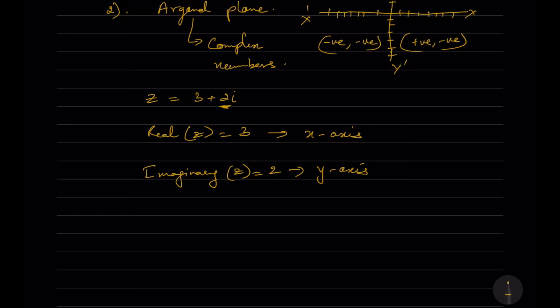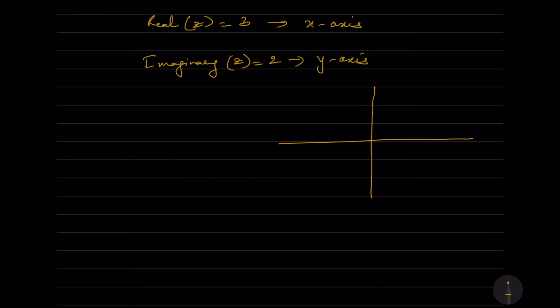So now how do we represent this? We'll just see. Whenever we are taking such points, here we don't write x-axis, we write real axis. The horizontal line is called the real axis, and the vertical line is called the imaginary axis. The representation of a complex number on this plane is called an Argand plane, where we take the horizontal line as the real axis and the vertical line as the imaginary axis.